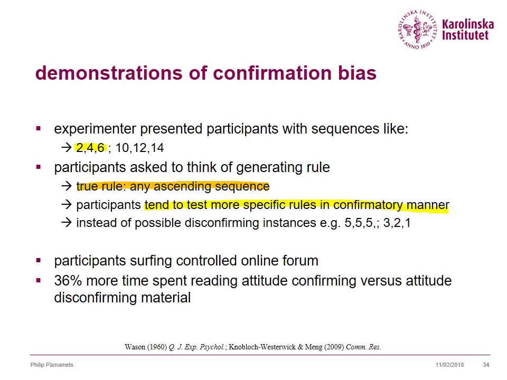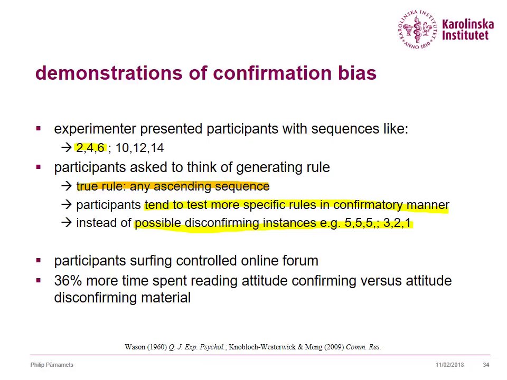However, very few participants would do what is the optimal strategy in this case, and that is, whenever they have a possible rule they think is true, to think of possible disconfirming instances, such as a sequence of 5, 5, 5 or 3, 2, 1, which would give them much more information about the actual rule that the experimenter is thinking of. And this is another case where we see that due to confirmation bias, we have a problem seeking out falsifying instances to the hypothesis that we're currently entertaining.